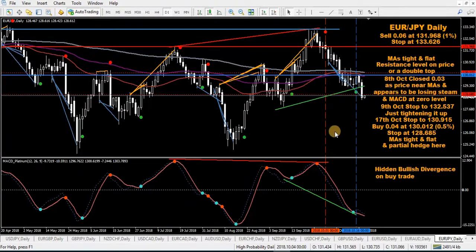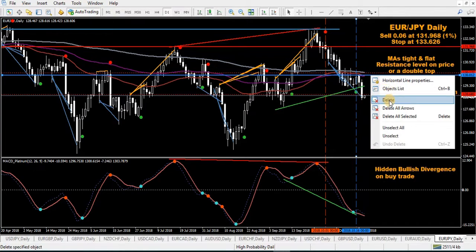Euro yen, I'm still in a sell from back here. This morning I moved my stop down on the sell down to 130.177. So I've moved the stop down. I was also in a buy here. That buy has been stopped out at this level here, so I took a loss on the buy, but the sell's given me some sort of protection there, so it's not all doom and gloom on the euro yen.